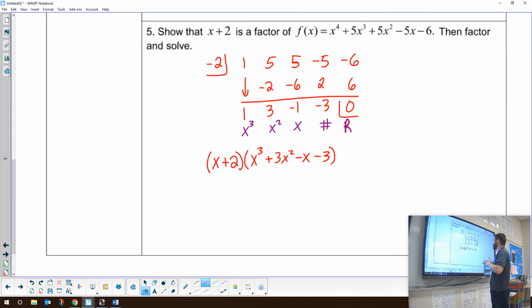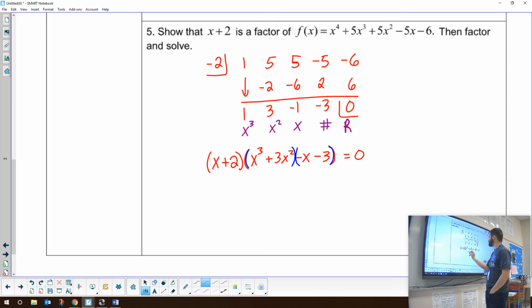Then it says factor and solve. So factor and solve, that means this also we're going to set equal to 0. All right, long story short, we factored out our first one, we got x plus 2. Now I'm going to need to factor out this x cubed plus 3x squared minus x minus 3. We're going to have to recall what we learned last couple of days. To factor, how many terms do we have? We have 1, 2, 3, 4. We have 4 terms, so we're going to factor using difference of squares. I mean, not difference of squares, sorry. Factoring by grouping.